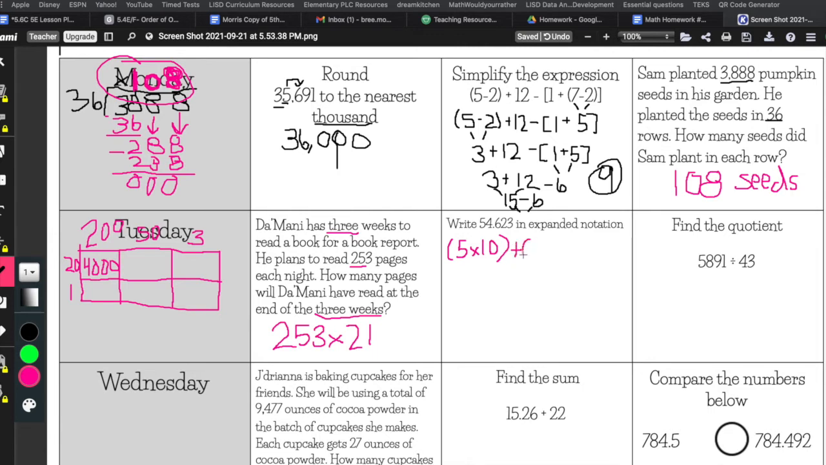Plus 4 is in what place? The ones place. Plus 6 in the tenths place. Plus 2 in the hundredths place.